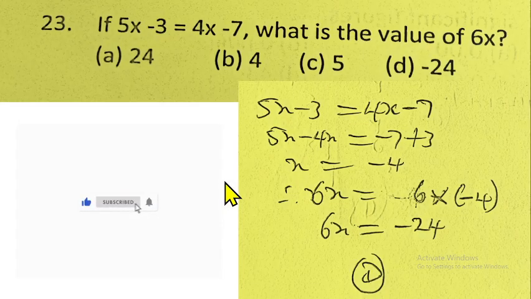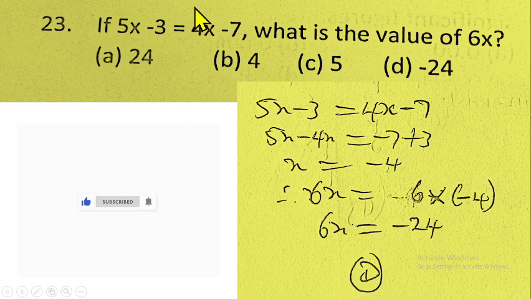Question number 23 is on equations. If 5x minus 3 equals 4x minus 7, what is the value of 6x? Simply, you can solve this equation. Collecting like terms, you have 5x minus 4x equals minus 7 plus 3. So 5x minus 4x will give us x, and minus 7 plus 3 gives us minus 4. So that means x is minus 4, but we are to find 6x. That means we have 6 times minus 4, and that should give us minus 24. So option D is the correct option for question number 23.